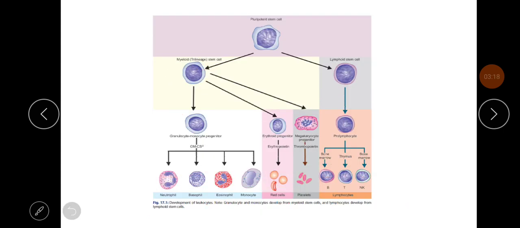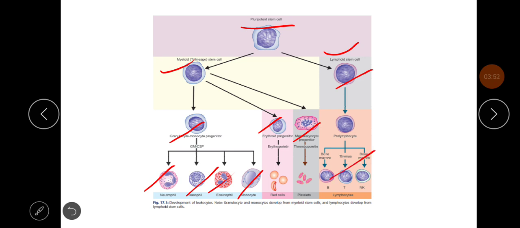Okay, so this is the development of the WBCs from the pluripotent stem cells. They are into myeloid series and lymphoid series. So myeloid series forms the granulocyte monocyte precursor, from which the neutrophil, basophil, eosinophil, and monocytes are formed. Whereas from erythroid progenitor, RBCs are formed, and from megakaryocyte progenitor, platelets are formed. From the lymphoid stem cell, there will be formation of the lymphocytes.